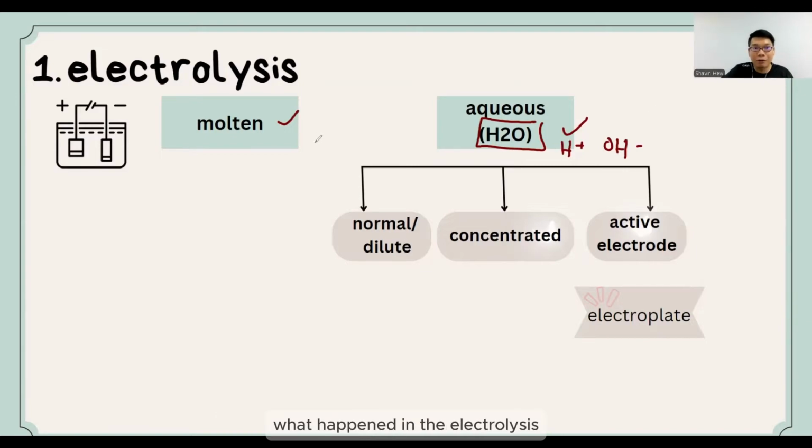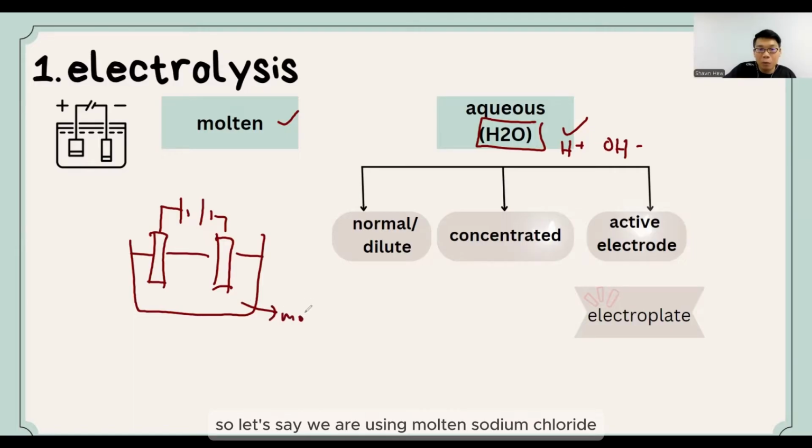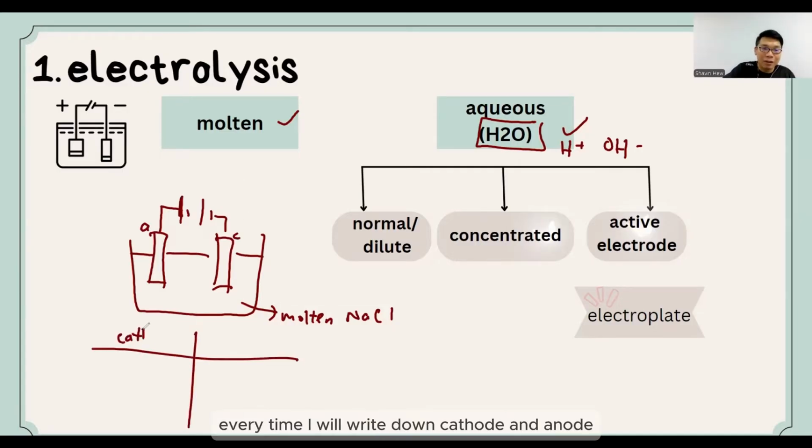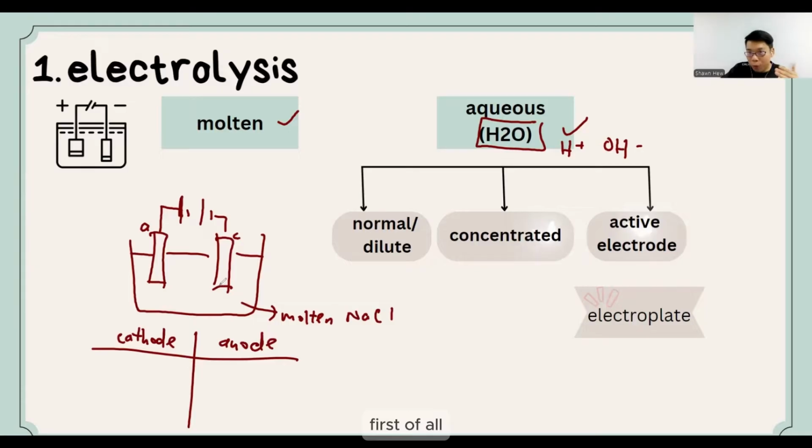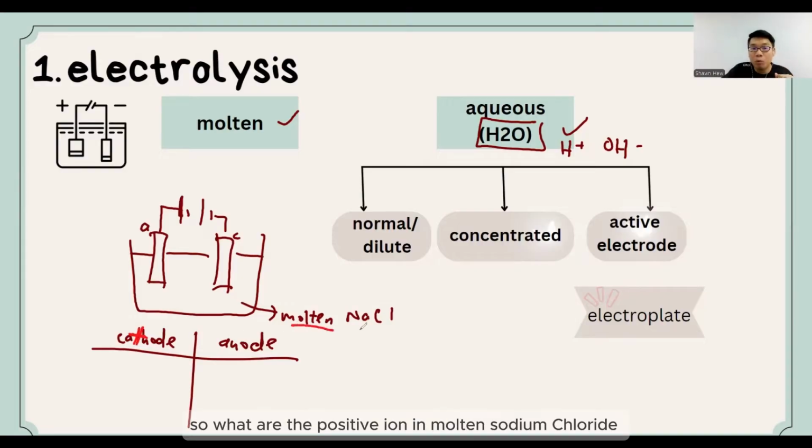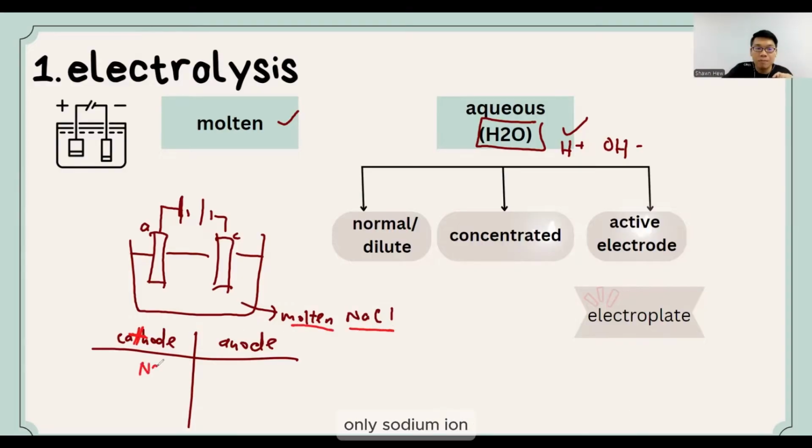What happens in electrolysis for the molten state? Let's say we are using molten sodium chloride. Here is the positive anode, this is the negative cathode. Every time I will write down cathode and anode. First of all, we need to know which ion will be attracted to the cathode, the positive ion. So what are the positive ions in molten sodium chloride? Only sodium ion. What is the anion that will be attracted to the anode? It's only chloride ion. So the molten state is the easiest situation because there is only one cation and one anion.